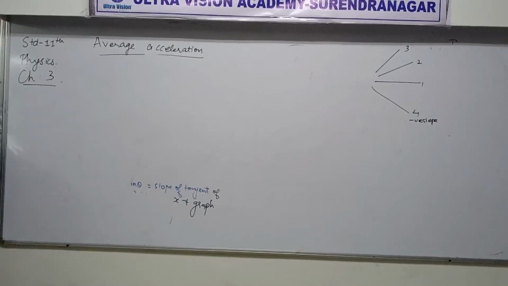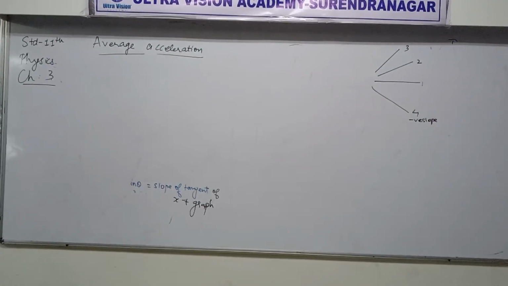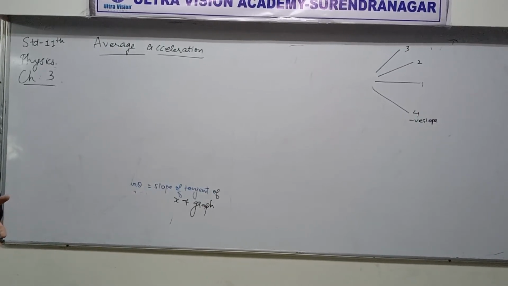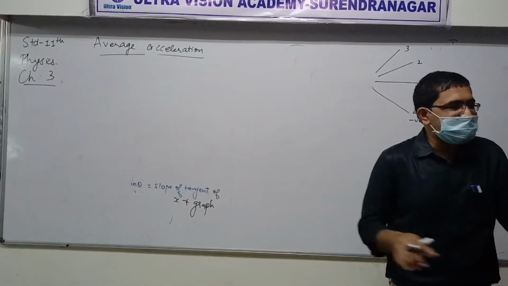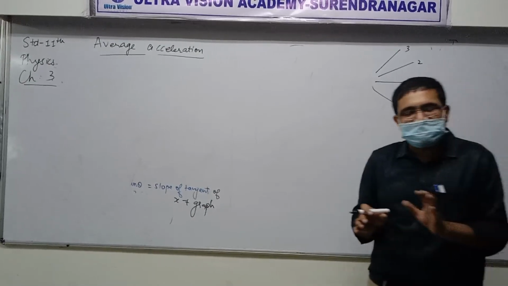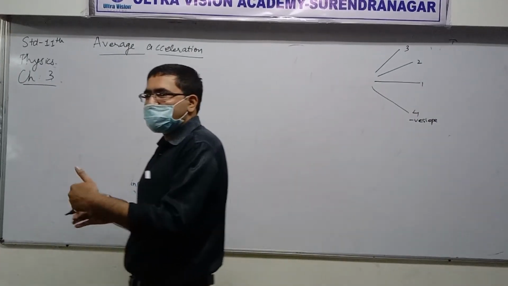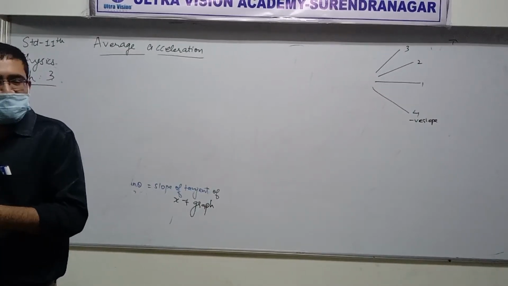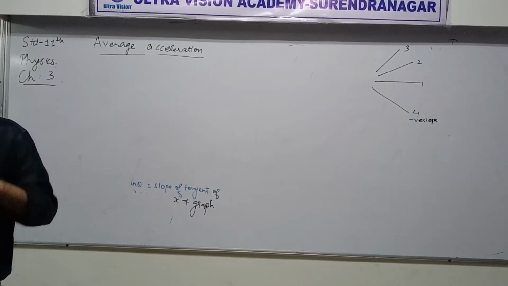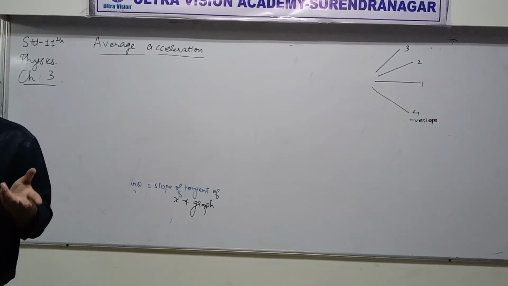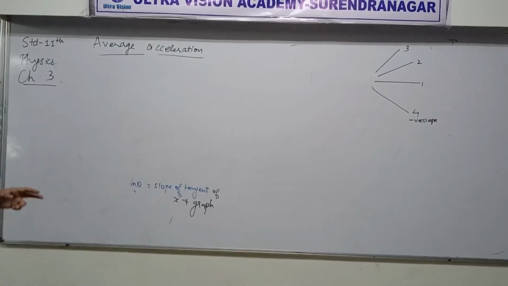Average acceleration. What is the general meaning of acceleration? Acceleration is telling you how quickly velocity is changing. Velocity is telling you how quickly position is changing. If I have more velocity, then I will be going from here to there very fast, that is, my position will change quickly. But if I am going very slow, then my position will change, but it will take a lot of time. So velocity tells you how quickly position is changing. Acceleration tells you how quickly velocity is changing. Clear?